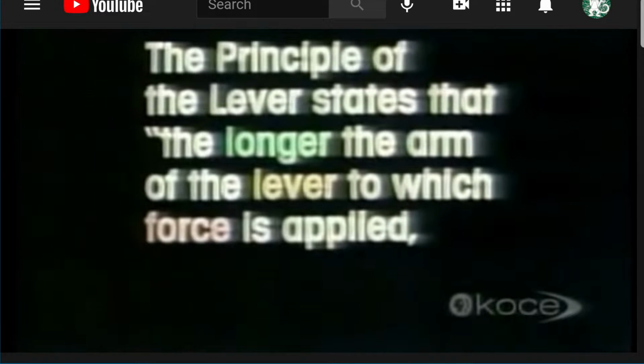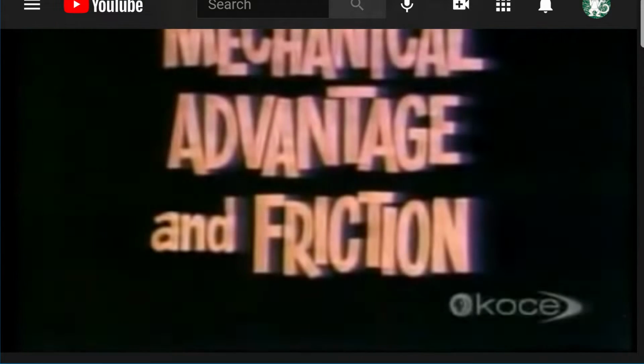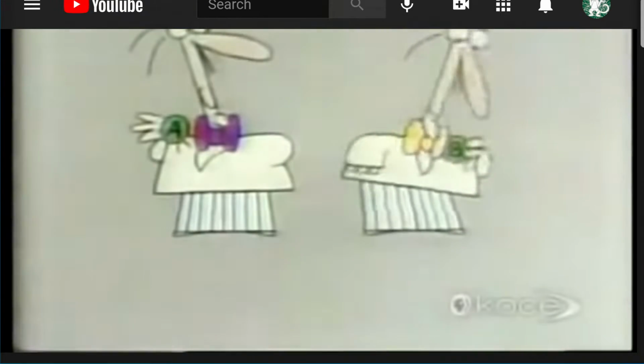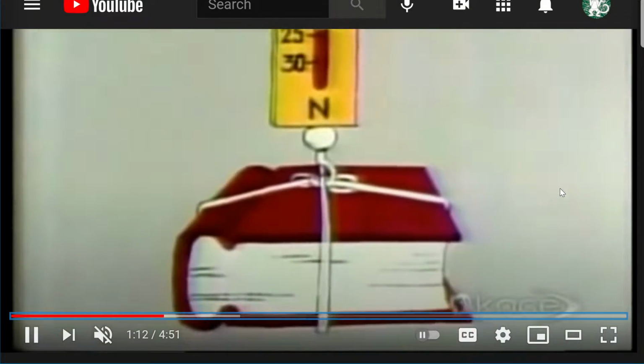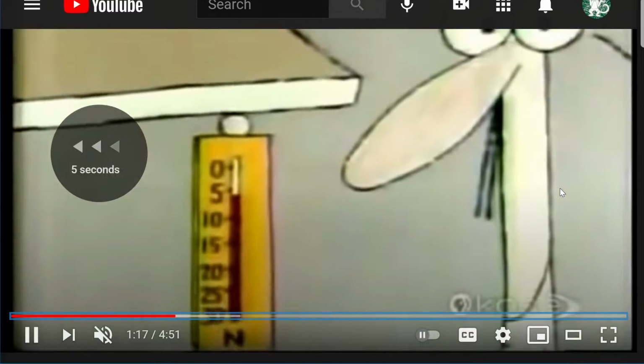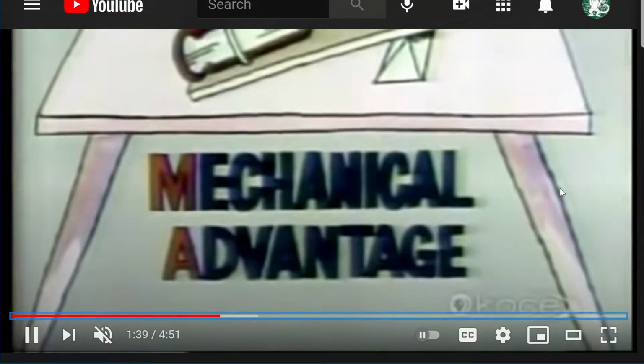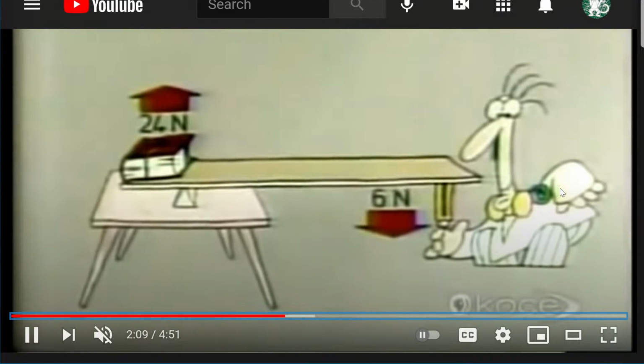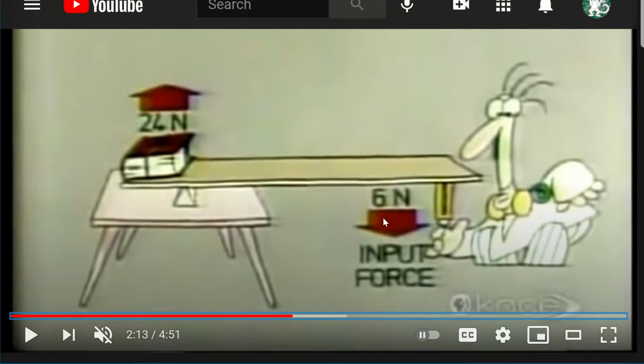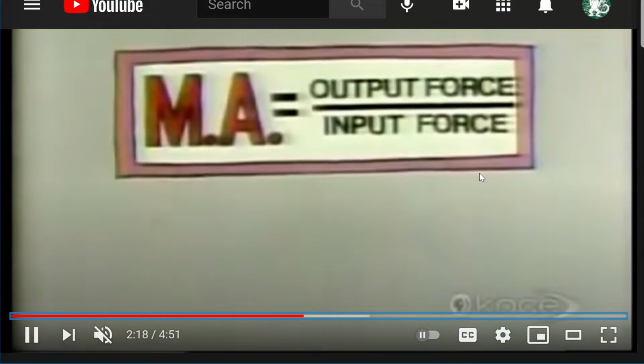The two simplest are the inclined plane and the lever. The principle of the lever states the longer the arm of the lever on which the force is applied, the less the force need be. So that's the position they've established. What they've shown is that if you have a lever that's 4 times longer on one side, you're going to get 4 times the mechanical advantage. That's the idea. So they show you how to calculate the mechanical advantage: in this case, we're getting 4 times the force out of this lever because it's 4 times as long. Now, that relationship is efficiency.